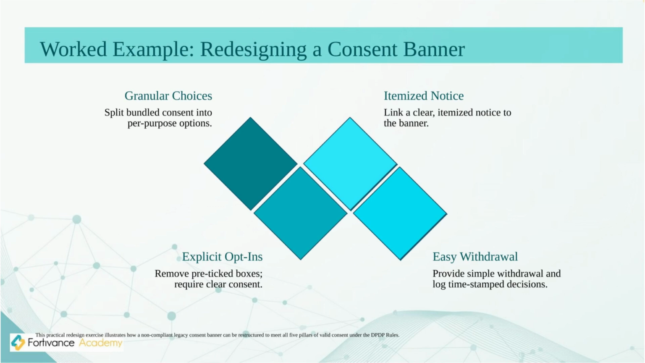Look at what changed. Now it's granular. Each purpose stands alone. It's free. You can reject the optional ones and still shop. It requires affirmative action. Nothing is pre-ticked. And it's specific and informed. Here's your exercise. Find a consent banner on a site you use. Mentally run it through the 5 pillars and sketch how you'd redesign it. That habit, seeing every banner through this lens, is exactly how you become fluent in consent.